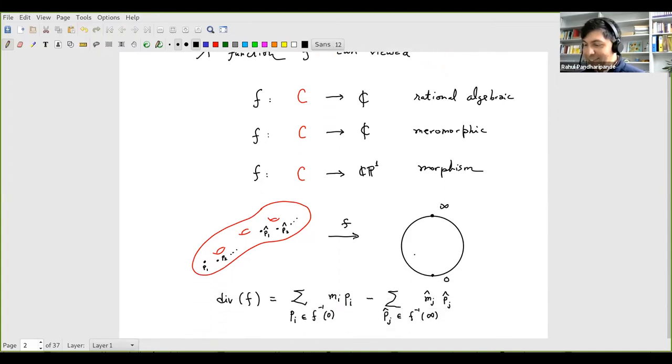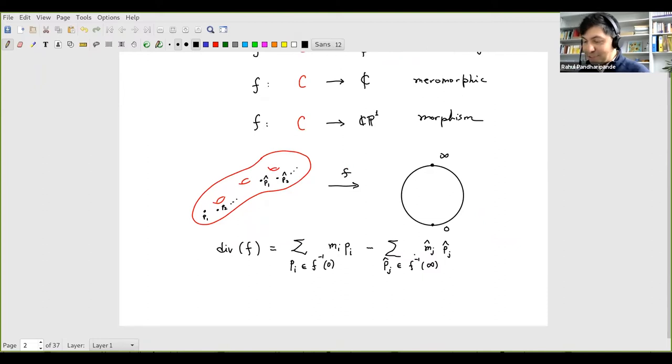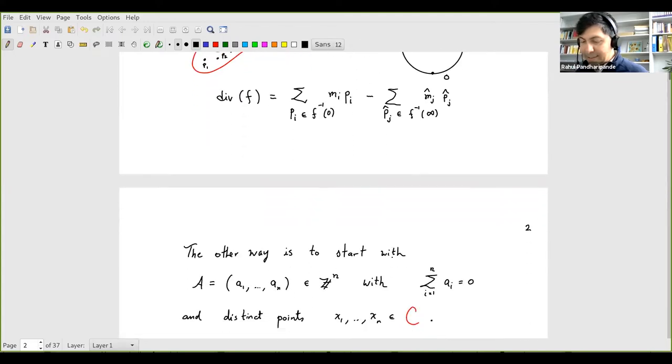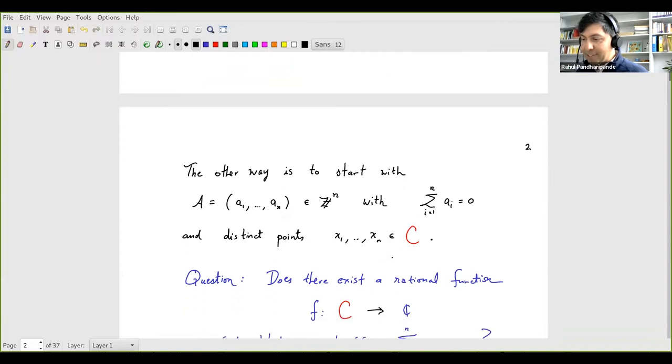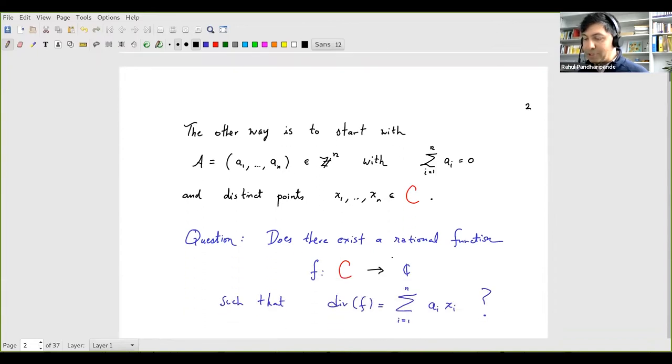And as such, the most distinguishing character of the function, and the one that we're going to care about, is its divisor, which is the multiplicities of the zeros and the poles with the minus sign. So that's a nice picture, and this is very classical mathematics. But if we start this, we can also approach this subject in a backwards way. The other way is to start with the data.